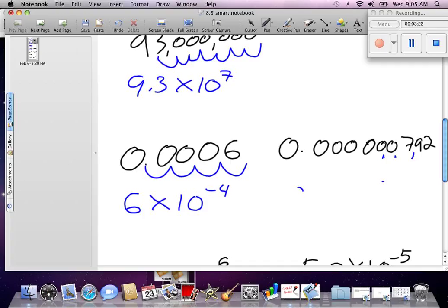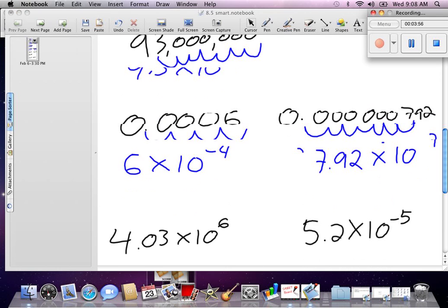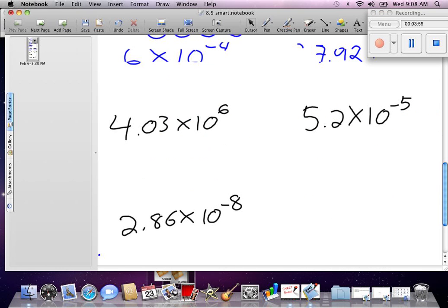Okay, so let's do the next one. We move that decimal place over 1, 2, 3, 4, 5, 6, 7. 7.92 times 10 to the negative 7. Does anybody have any questions about those? We all understand that if we've got a very, very small number, we are using negatives. Okay? All right, ladies and gentlemen, we are now going to do it the other way.